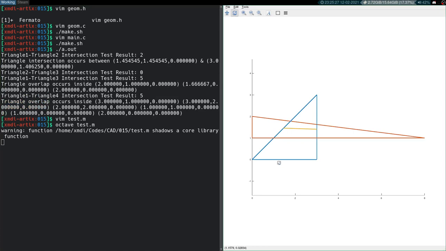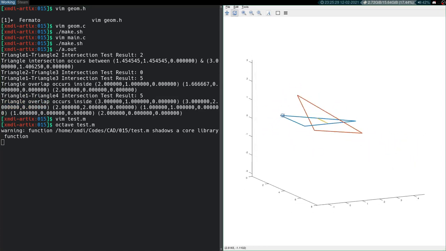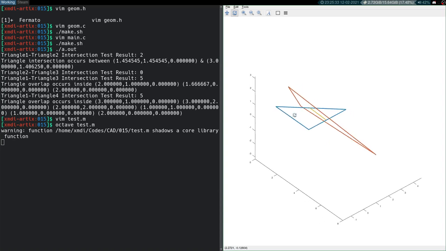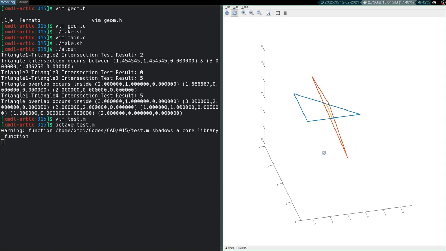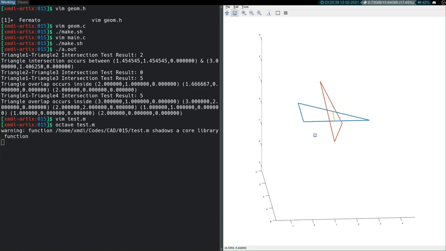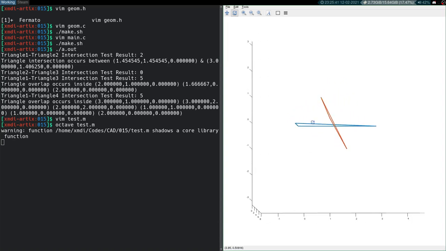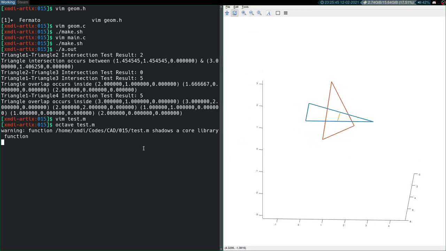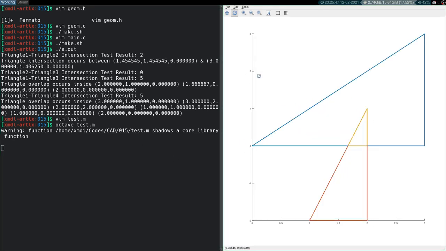So here is the first 2 triangles. So these two are not coplanar. These are just in general intersection. So the blue triangle is T1, red triangle is T2, and the yellow line there is the intersection interval. You can see that it crosses exactly between the two. So this test case works. Hit enter.